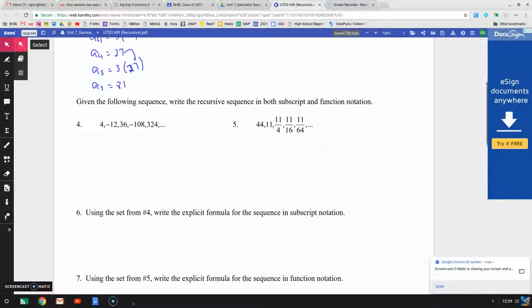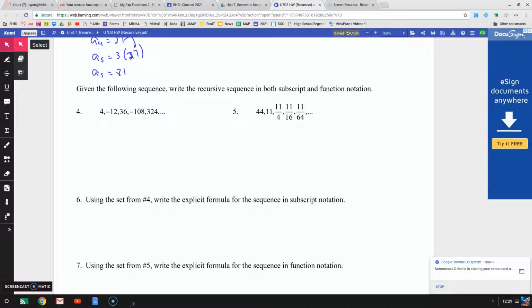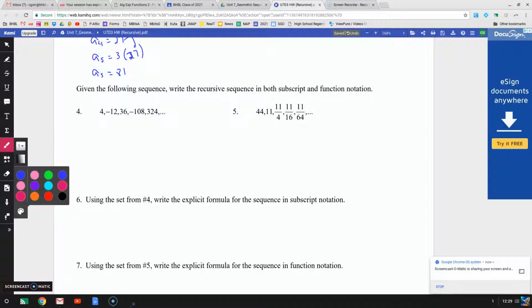Moving down to question 4. I want to write the recursive definition of the sequence in both subscript and function notation. So when I am writing my recursive sequence, the first thing I need to note is what my first term is. So my a sub 1 is 4, or my f of 1 is 4. So for my a sub 1, now I need to figure out my pattern.